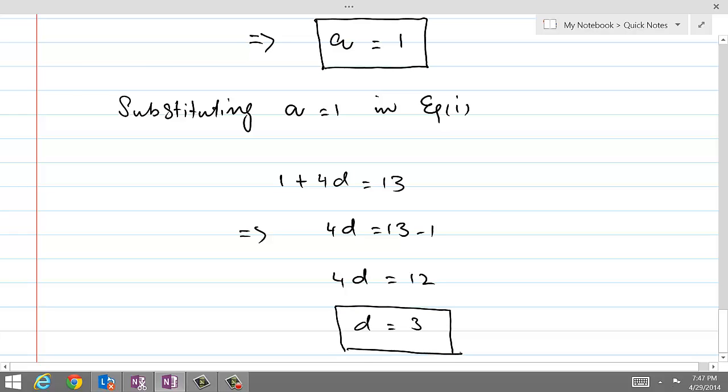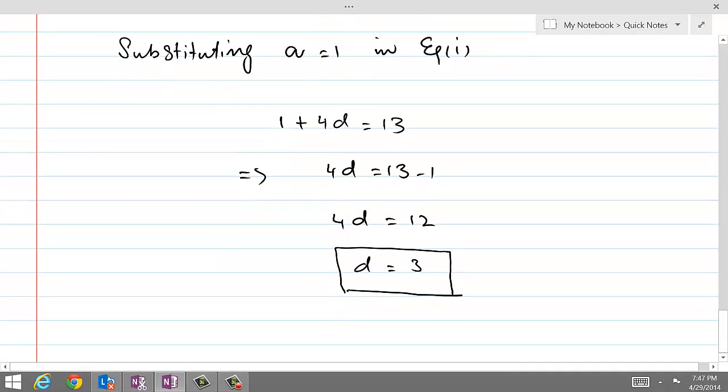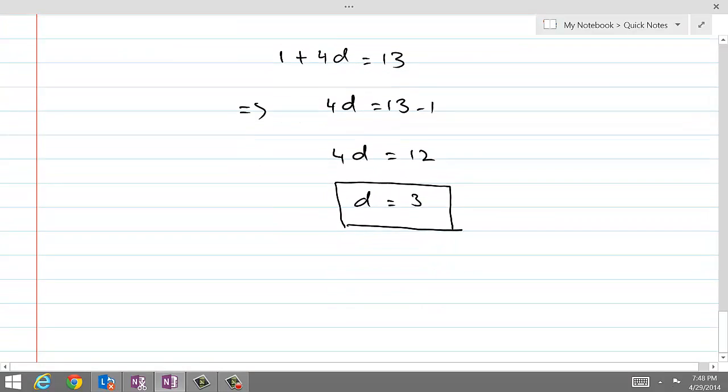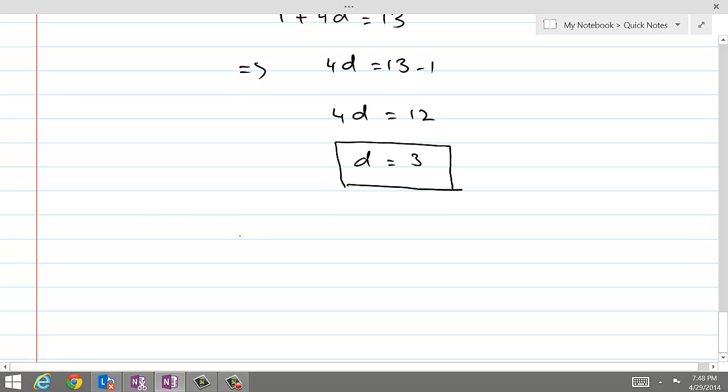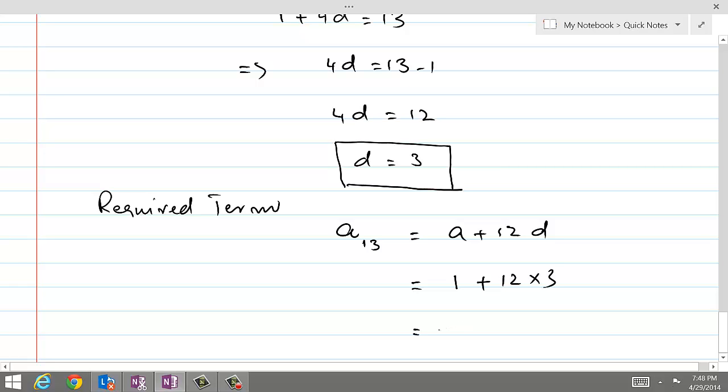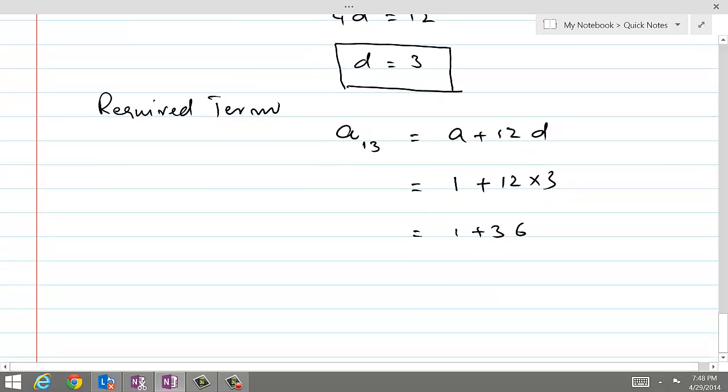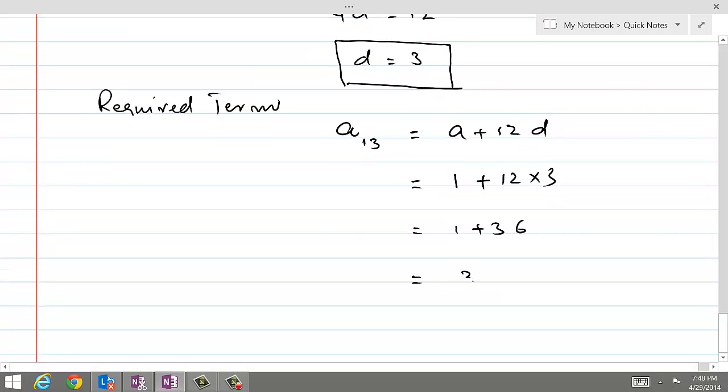Once we have the values for A and D, we can find any term as required. So the required term is A13, which must be equal to A plus 1 less than 13, that is 12D, and that's why we are going to put the value for A equal to 1 plus 12 times 3. So this will be equal to 1 plus 36. This is equal to 37. So that would be A13.